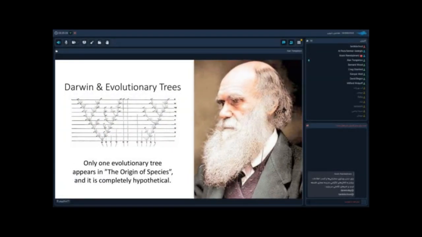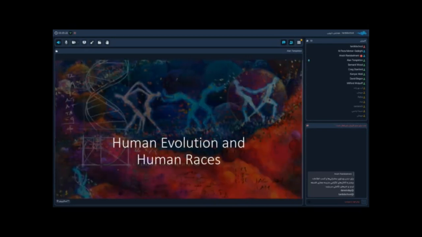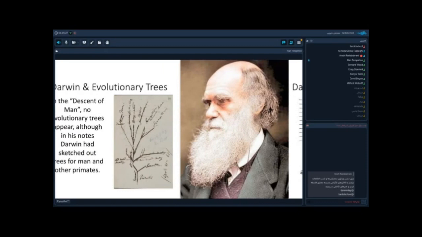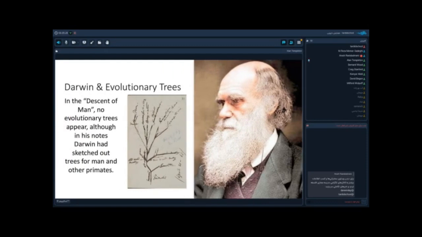Yes. So I'm going to continue with this theme of evolutionary trees that Milford talked about. Darwin, in his Origin of Species, actually only presented one tree, and it was completely hypothetical. And the reason why he did a hypothetical tree was that he really didn't feel there was enough data.